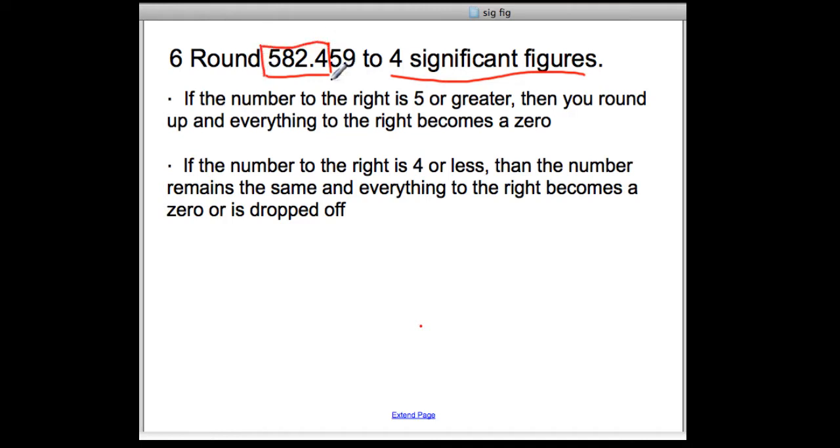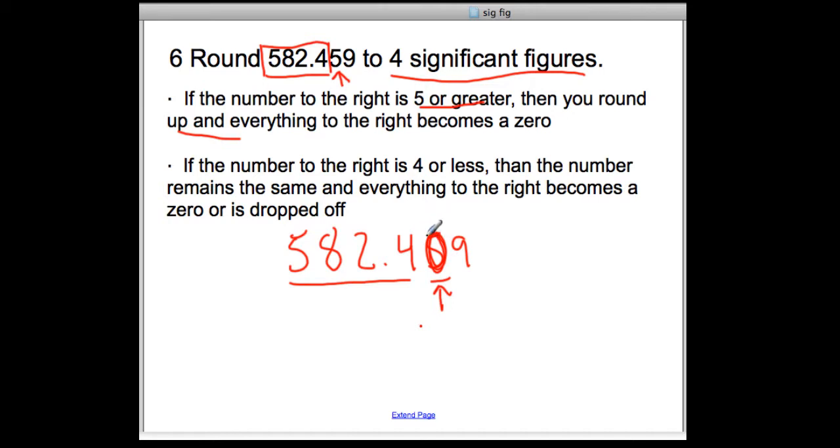Now when I round, I got to take a look at the number just to the right of this. The number is a 5 or greater, so again, I'm going to round this up. So I'm going to write this down here. I have 582.459. Here's my first 4. I'm taking a look at this number here. It's a 5 or greater, so I need to round this up. And again, instead of just going and changing this, I like to think of this 5 actually becoming a 10. If I'm rounding this 5 up to a 10, I'm going to carry this 1 over. Everything after that 5 also becomes a 0. So now I've got to carry this 1 over here to finish out my answer.